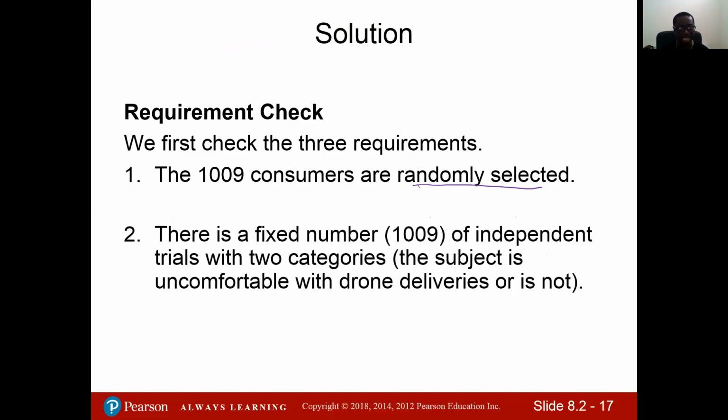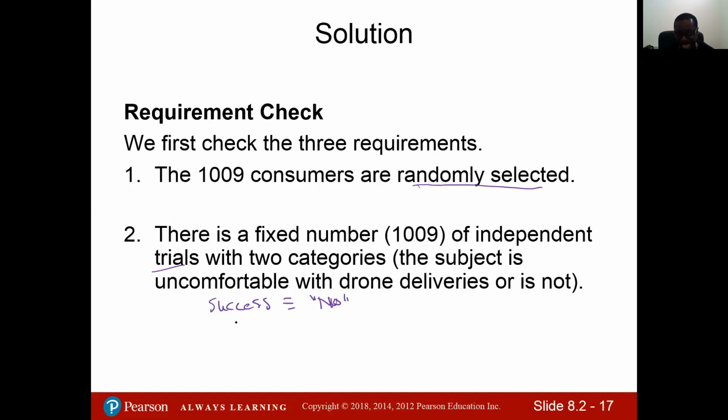So that is true. The second is that there's a fixed number of independent trials. There's a fixed number, that is 1,009. It has 2 categories, either they responded yes or no. So it has 2 outcomes, success and failure. In this particular case, our success is equivalent to those who responded no, that they are not comfortable with drones delivering their purchases.